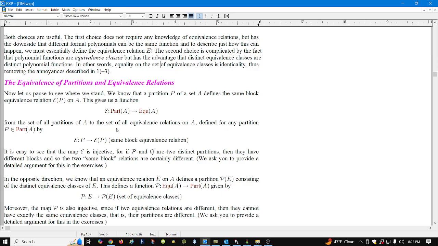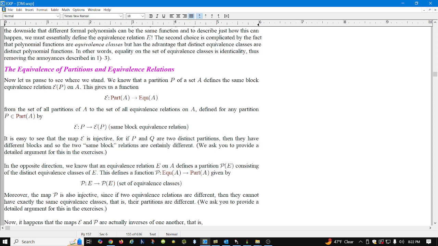Okay. The function, script E here, sends a partition to the same block equivalence relation. This map is injective. If you have two distinct partitions, they can't have the same blocks. It's got to be at least a couple blocks different, so they'll have different same block equivalence relations. And that was a little sketchy, and I'm going to ask you, there's an exercise to make a little bit more formal argument for that.